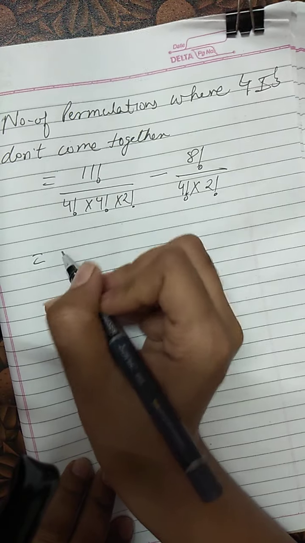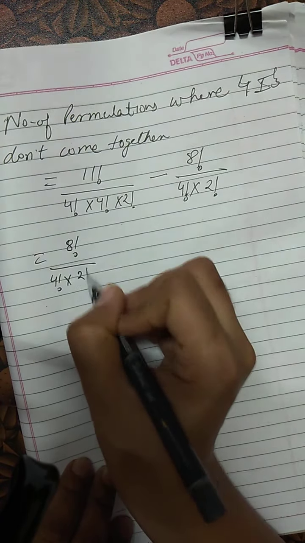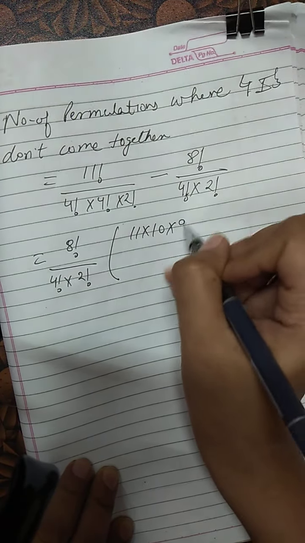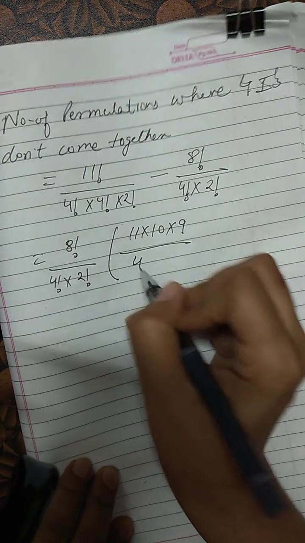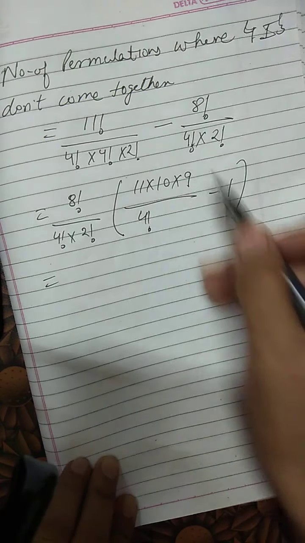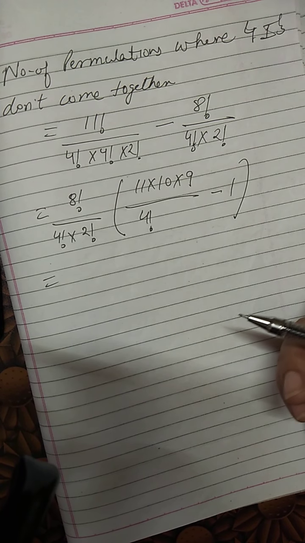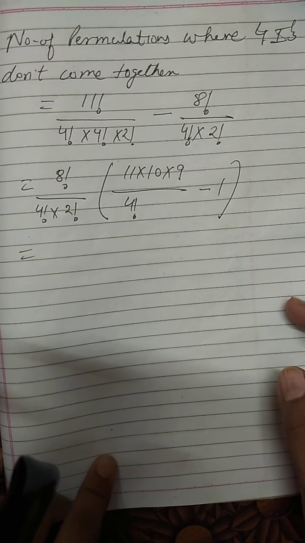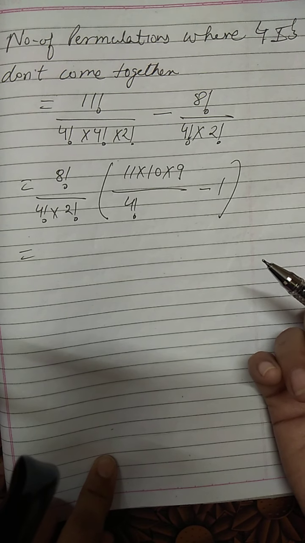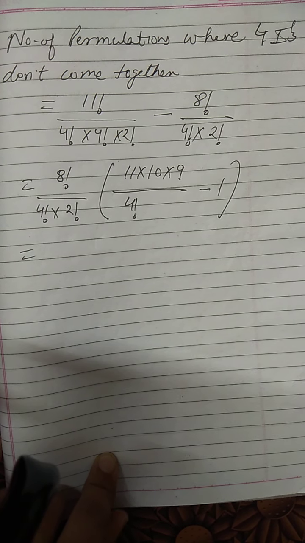So let us take the common terms. We can take 8 factorial divided by 4 factorial into 2 factorial common. So here it will be 11 into 10 into 9 divided by 4 factorial, minus 1. When you solve this, you will get your answer. I am not doing the calculation part, you can do it. It is just some multiplication, division and subtraction, which you can easily do. So this was sum number 10.